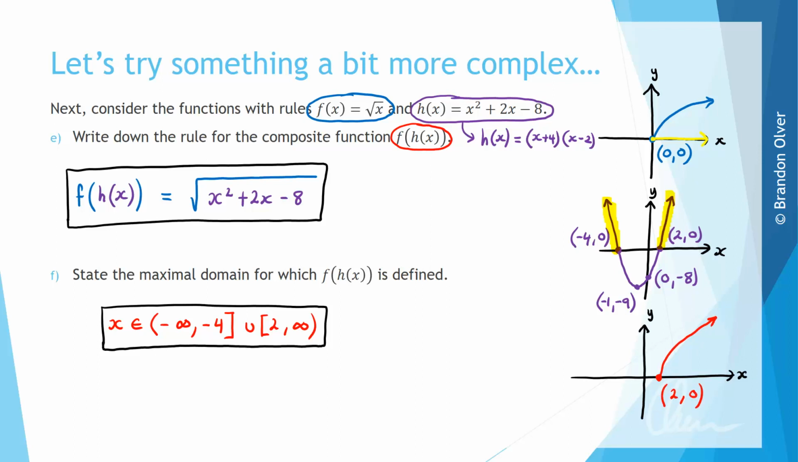and that's 2, 0. And then the graph will also exist from negative infinity to negative 4. So at negative 4, somewhere around here, we're also going to have a similar shaped graph going in this direction, and that's going to be negative 4, 0.